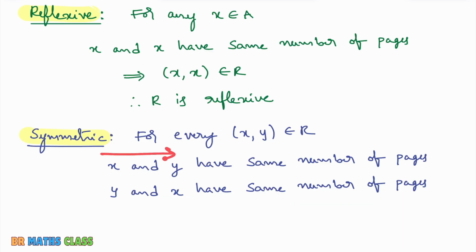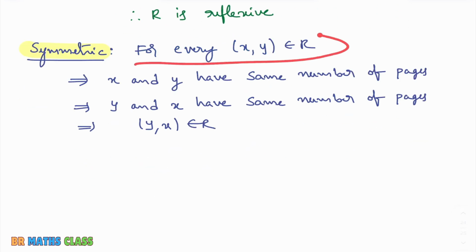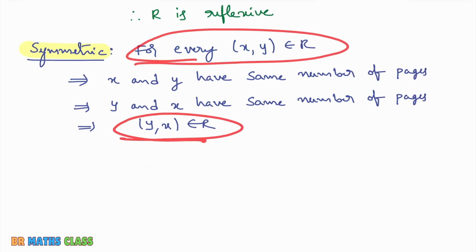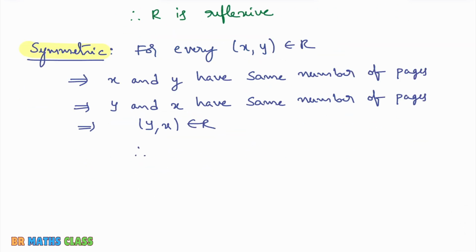Obviously, if A and B are two books having the same number of pages, then B and A also will have the same number of pages. As y and x have the same number of pages, from this I can write that the ordered pair (y, x) belongs to the relation. For every ordered pair (x, y), (y, x) also belongs to this relation. From this I can write that this relation R is symmetric.